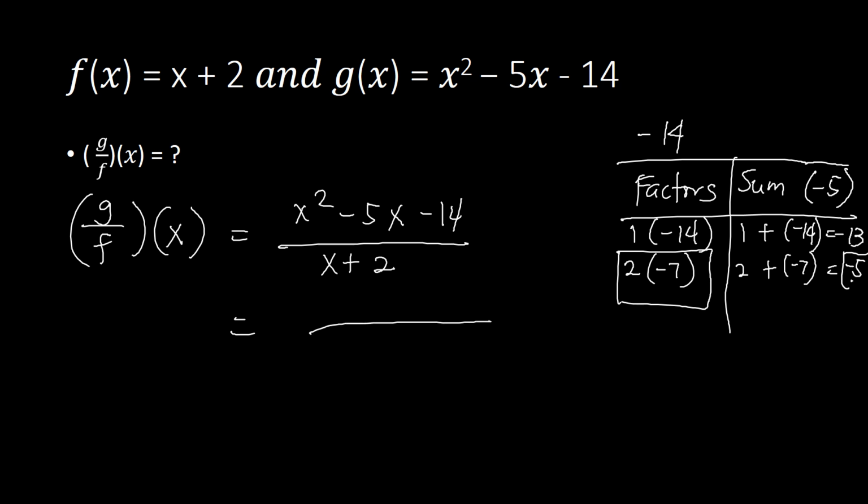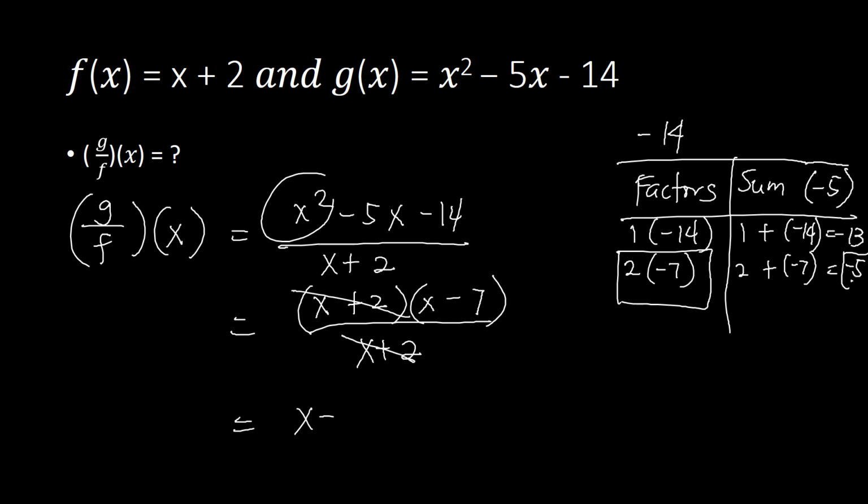So factoring it out, we've got x and another x here because this is x squared. Then we attach our factors, so that's positive, so that should be plus 2. We've got negative 7, so that should be minus 7. And at the bottom part, we've got x plus 2 also, so we can cancel this out. And then we've got x minus 7 as the result for g over f of x.